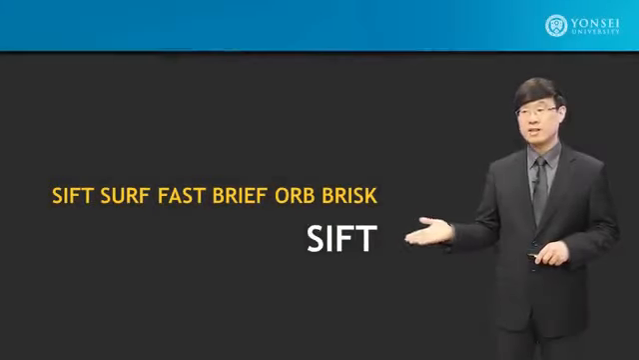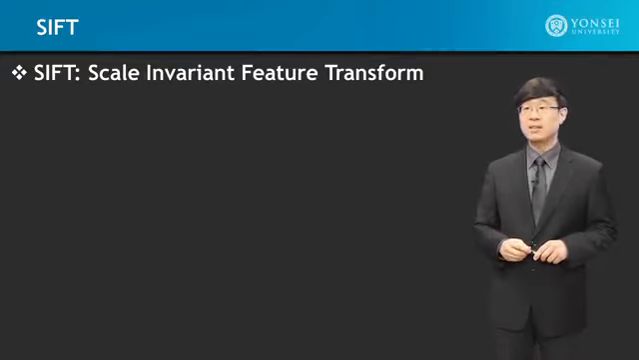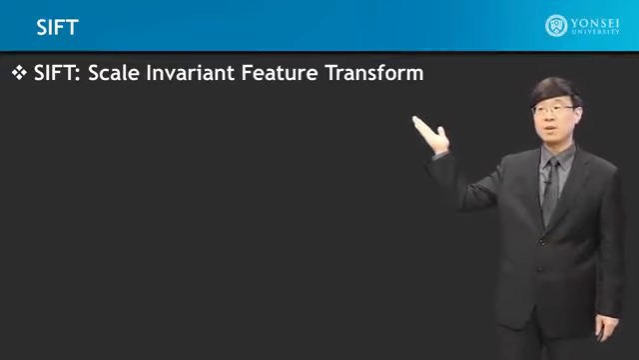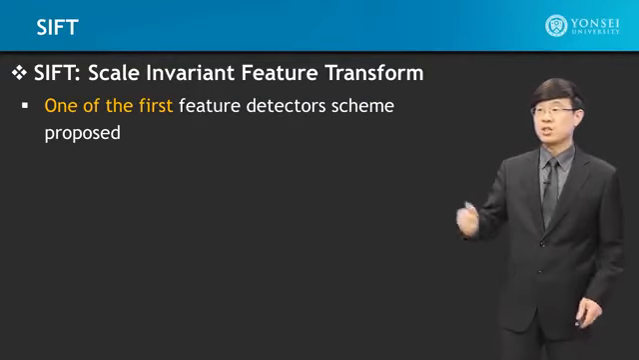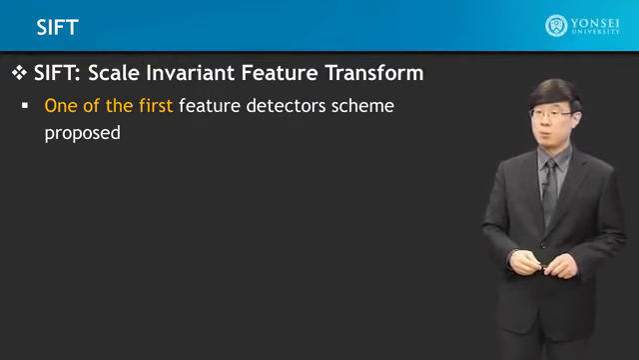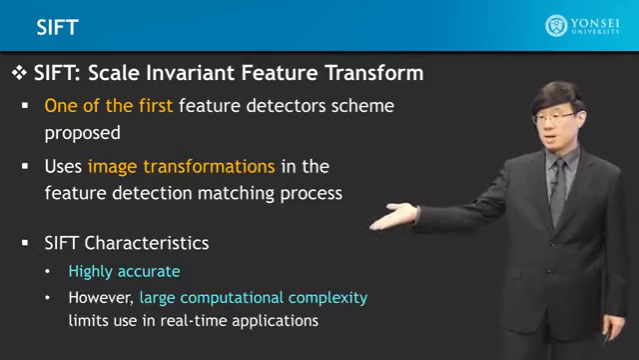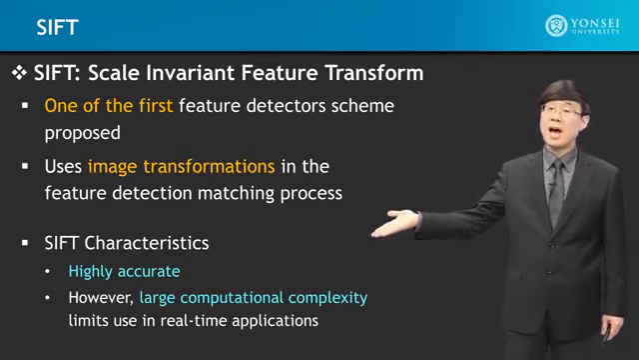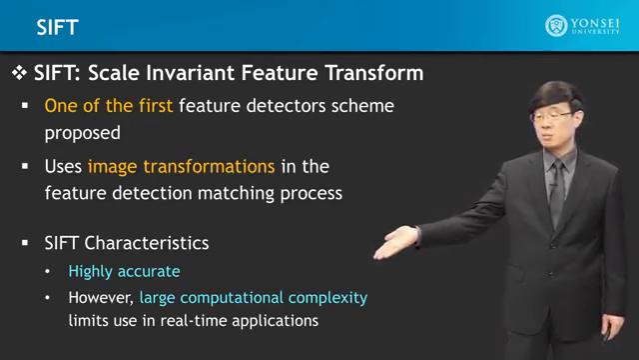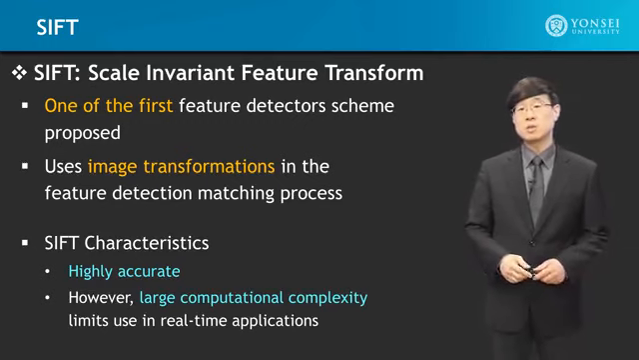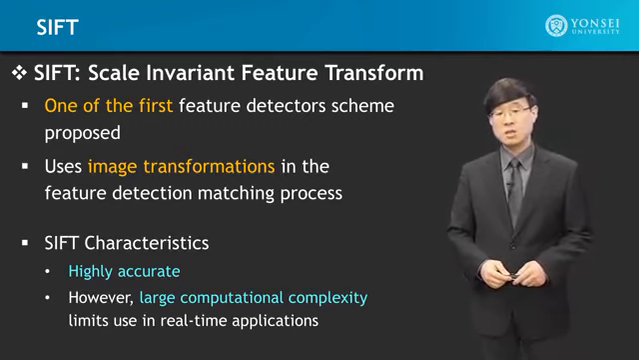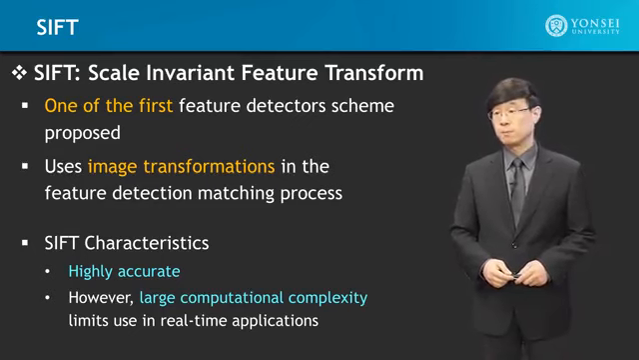We will start with SIFT, which stands for Scale Invariant Feature Transform. This is one of the first feature detection schemes that had been proposed. It uses image transformations in the feature detection matching process. SIFT characteristics include that it's highly accurate, which is wonderful. However, the large computation complexity limits the use in real-time applications, and this is an issue.